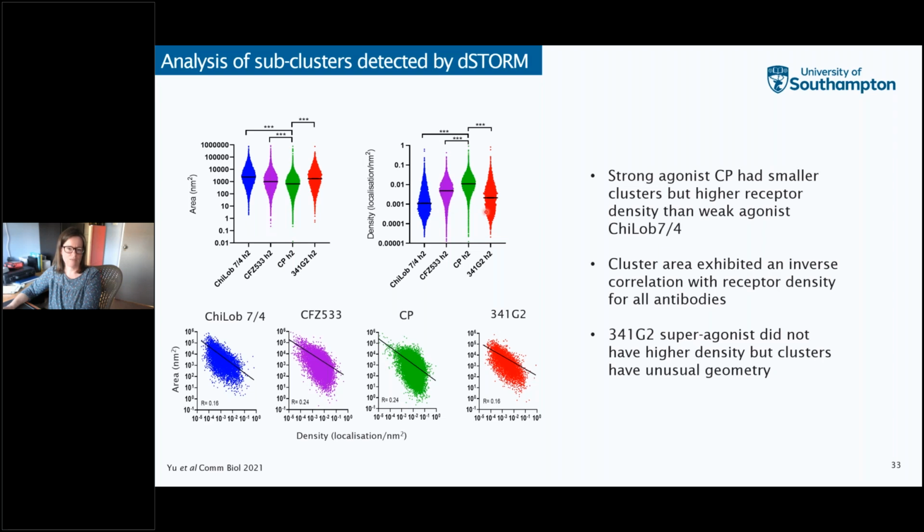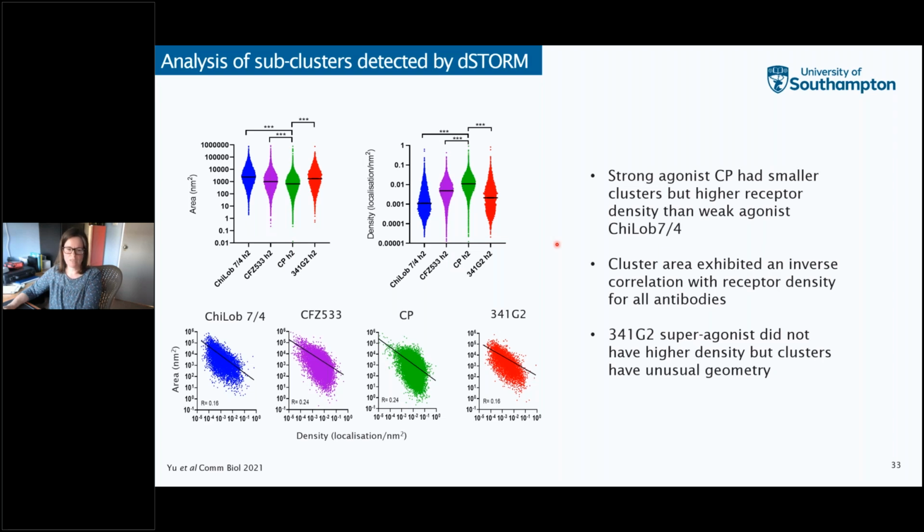Interestingly, the cluster area exhibited an inverse correlation with the receptor density for all of the antibodies, which might indicate that larger clusters may not be as efficient at recruiting more receptors as the smaller ones. The 341G2 superagonist didn't show such high density clusters. However, we know that the nature of the 341G2 clusters in these rod-like formations is very different to that of the other epitopes. So it may be this underlying architecture which affects receptor activation rather than subcluster density.